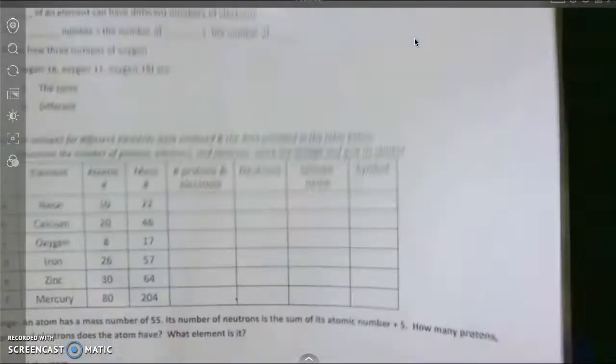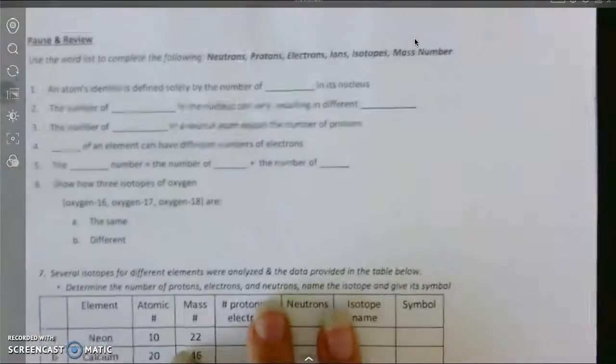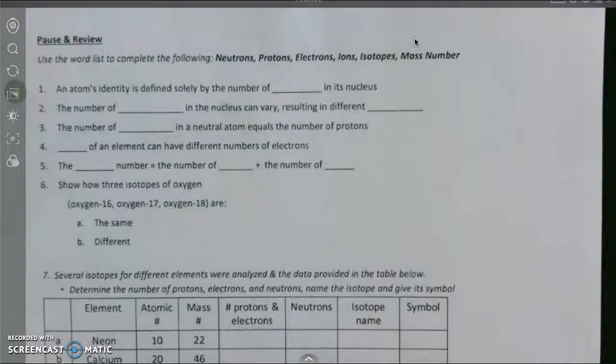And our last page here. Pause and review. So please take a moment now and go through these. I'm not going to answer all of them, but I will look at a few of these with you when you return.